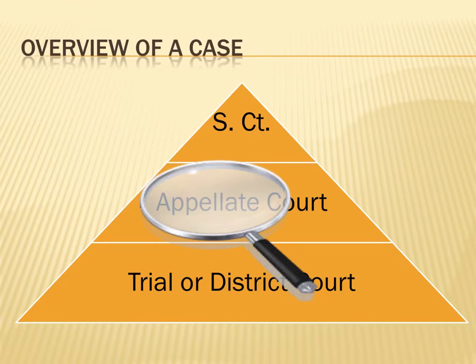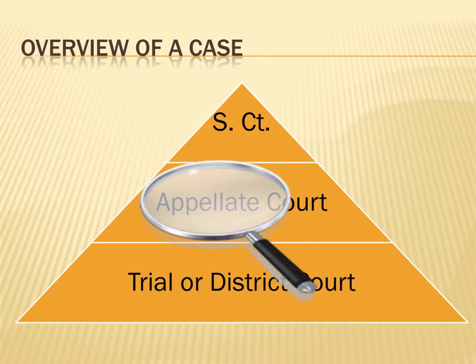The next phase of a case may be at the appellate level. If you lost in the lower court and you have valid grounds for appeal, then you would file that case in the appeals court, and you would then be called an appellant. The party who won in the lower court would be called the appellee.